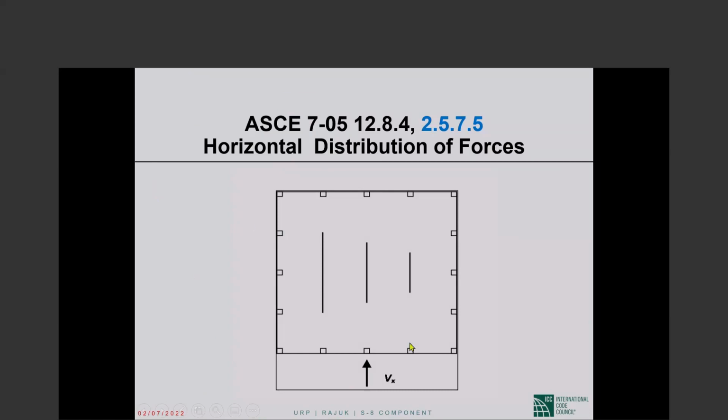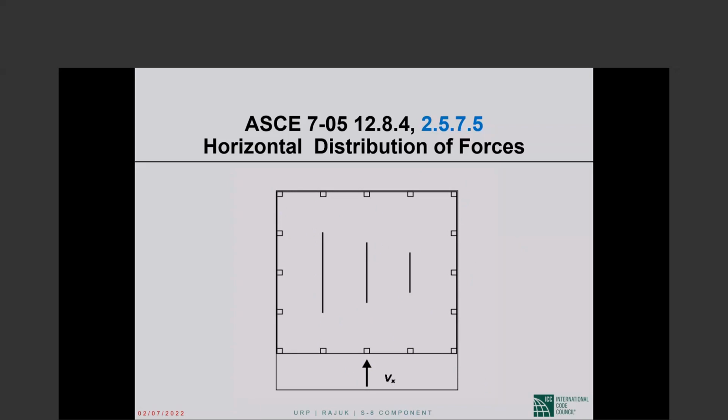So this is a hypothetical building. We have story shear V sub x in story x. Story x of the building has 2 frames in the up and down direction and 3 shear walls of unequal length. How is V sub x distributed among the 5 seismic force resisting systems, the 2 frames and the 3 shear walls?